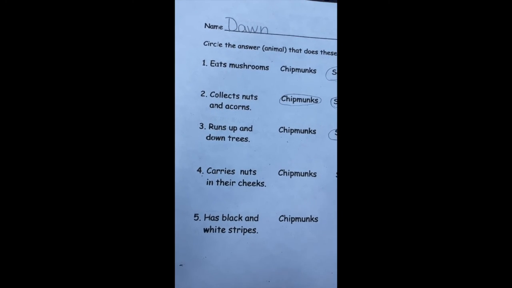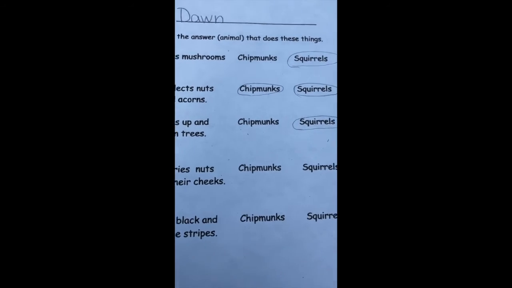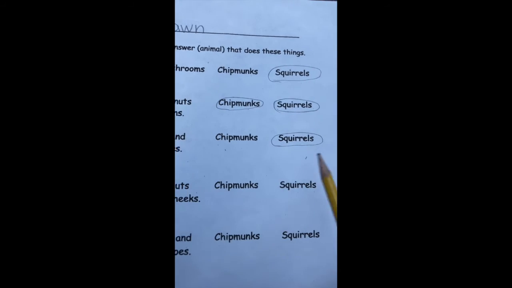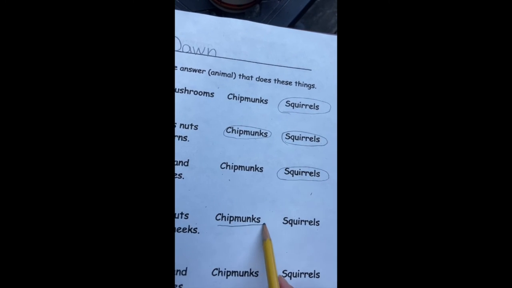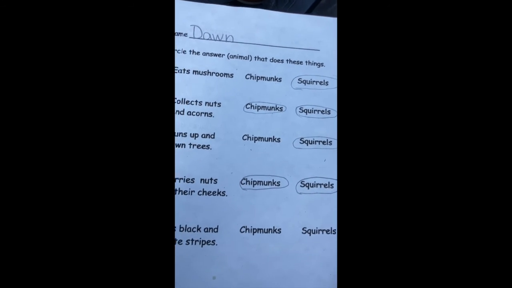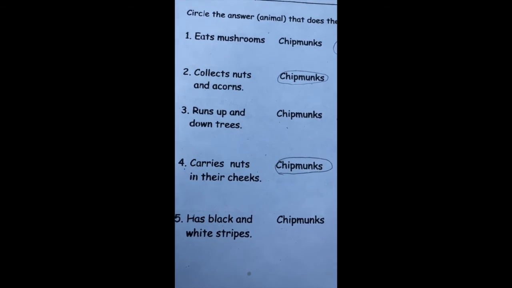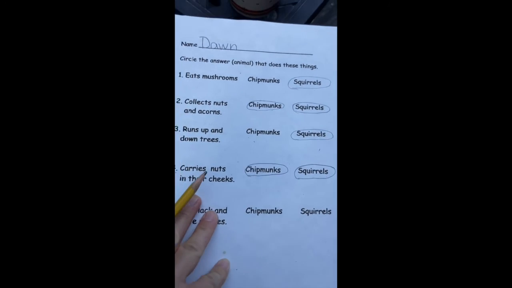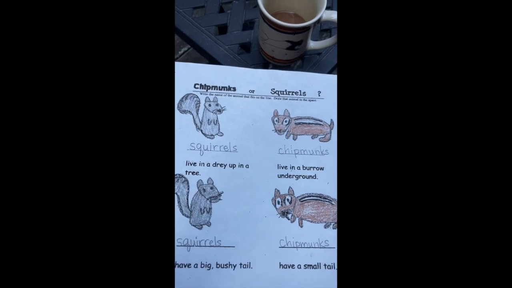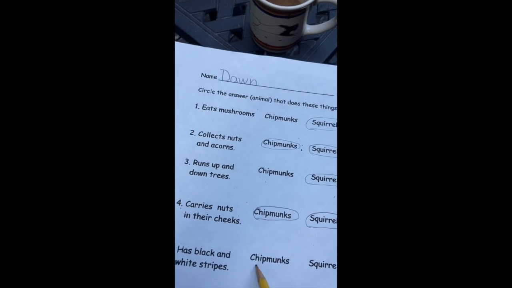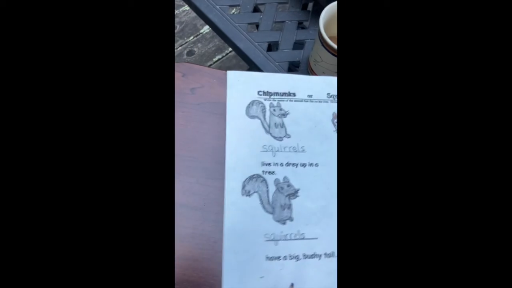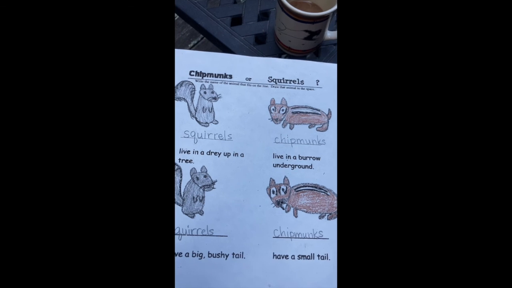What carries nuts in their cheeks? Chipmunks or squirrels? So, who carries nuts in their cheeks? You're right, it's both of them. Chipmunks and squirrels. So we're going to circle both of them. All right, last question. What has black and white stripes? I'm gonna flip over my picture. Looks like it's only the chipmunks that have black and white stripes. So on this, we will circle chipmunks. Yay! And your chipmunk and squirrel paper is done. Good job, kids!